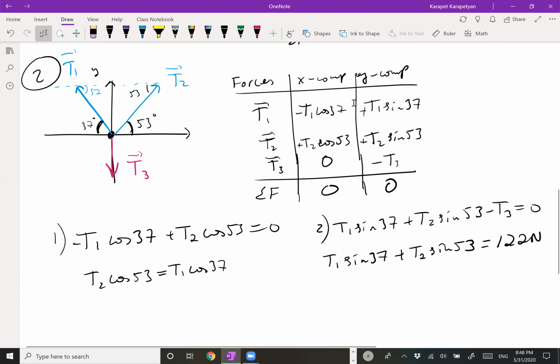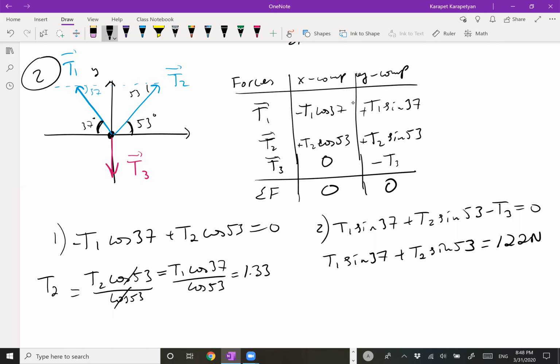All right, so the next step will be recognizing that you are given two equations with two unknowns. And generally, we can always solve for those two unknowns with two equations. The easiest way is maybe some kind of substitution. Going back to equation 1, you can see that I can divide both sides by cosine of 53. Then the left side is T2. On the right side is T1 times cosine 37 over cosine 53. And I can calculate that ratio, cosine 37 over cosine 53, and I end up with 1.33. That's the ratio of those cosines, 1.33 times T1. That means I can represent T2 in terms of T1, so T2 equals 1.33 T1.